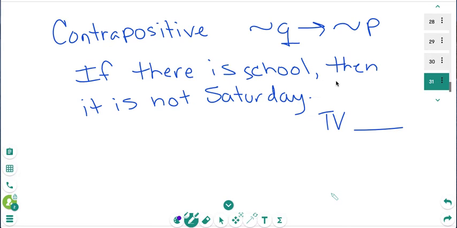So if not Q would be, if there is school, then not P, you would have, then it is not Saturday. In that case, that would be true. Because if there is school, then we know that it is not Saturday because school doesn't happen on Saturdays.